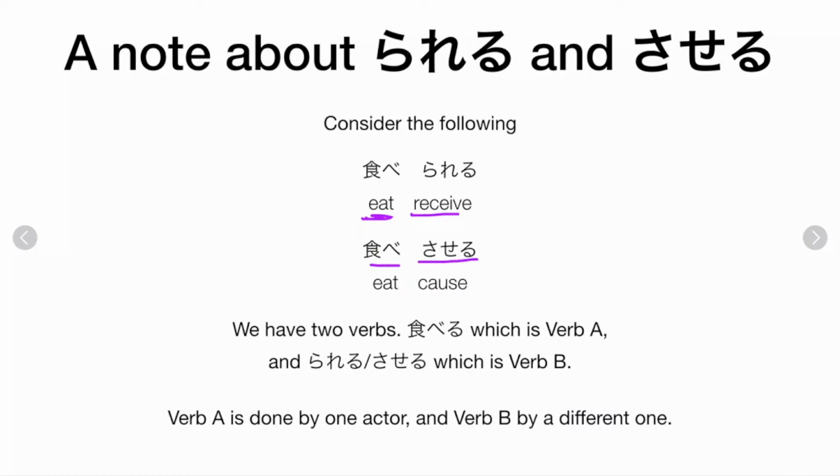So we still have tabe in both cases, which is kind of like verb A, and that is the one that is done by the actor. And then there is rareru or saseru, which is verb B, and that's done by a different thing.